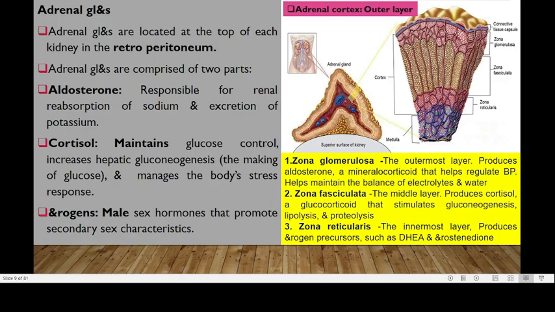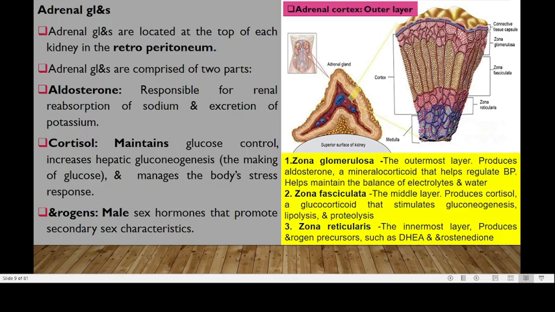We have the outer layer, which is the adrenal cortex, and the inner layer, which is the adrenal medulla. When you look at the adrenal cortex, it's further subdivided into several layers. We have the outermost layer, which is the zona glomerulosa, followed by zona fasciculata, lastly we have the zona reticularis. Zona glomerulosa produces aldosterone. Aldosterone is responsible for renal reabsorption of sodium and excretion of potassium.